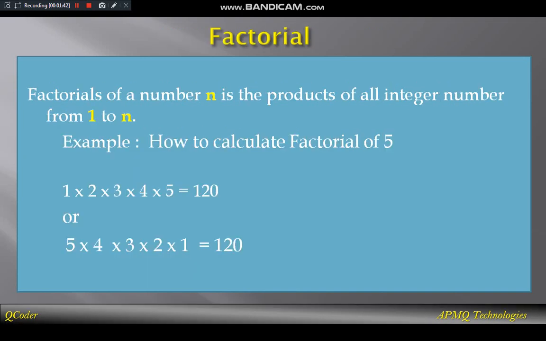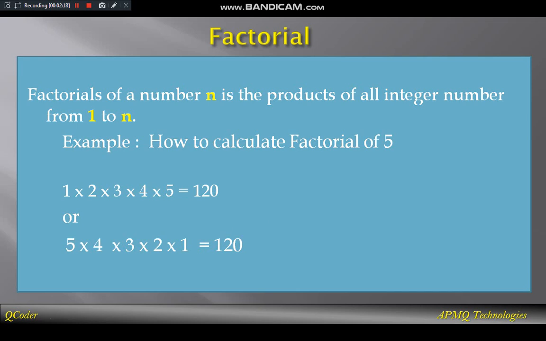Okay, let's understand what is factorial. The factorial of a number n is the product of all integer numbers from 1 to n. For example, if you want to calculate the factorial of 5, you need to multiply 1 into 2 into 3 into 4 into 5, which is equal to 120. Or you can do it from the last number, that is, from 5 to 1. Both will give the same answer, and that is how we calculate the factorial of a given number.